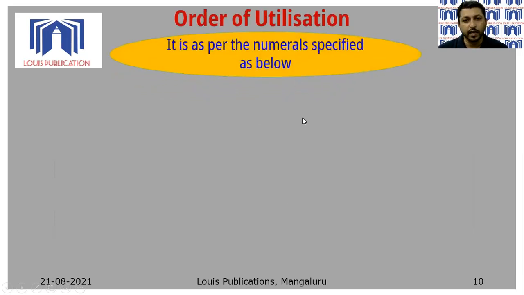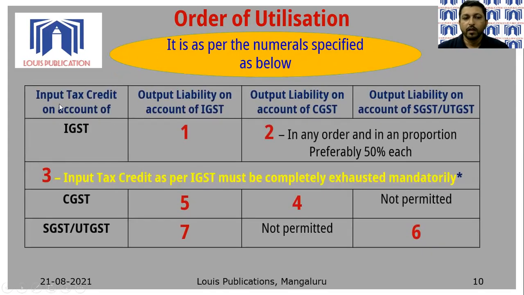See, I'm going to use certain numbers in this particular chart, and based on these numbers, that is what we are going to practice. Input tax credit on account of IGST. So you have already paid input tax credit IGST. Say there is an interstate inward supply from your side and IGST has been paid. So first thing that you are going to utilize this IGST credit will be to pay output liability as far as IGST is concerned. Once that IGST liability is completely paid off, if there is still some IGST credit available, then that amount will be utilized to settle both CGST and SGST or UTGST liability.